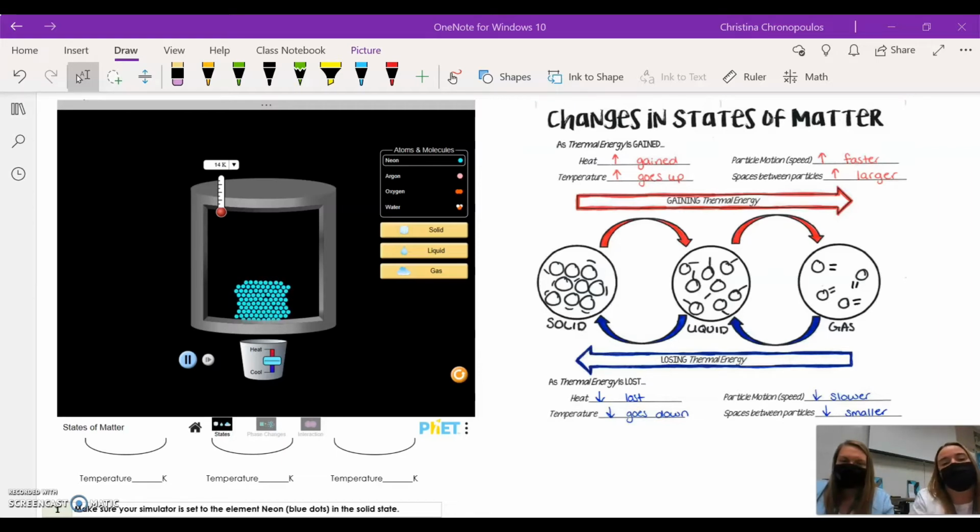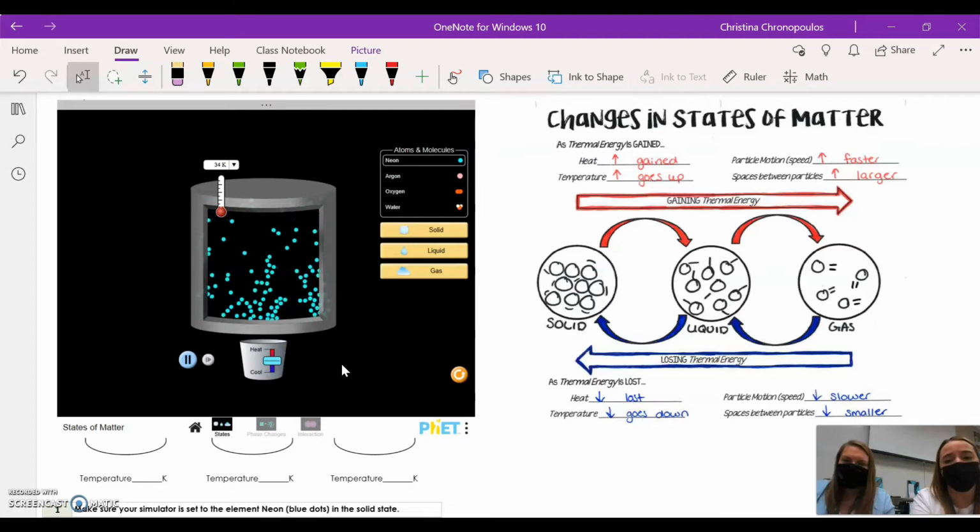So here we have our PhET simulation where you can slide the bar and start to add heat energy to your substance. And as you can see, as we're adding that heat energy, those particles are moving further apart. And not only that, but they're also moving faster. So that means that our kinetic energy, or our particle motion, is increasing.